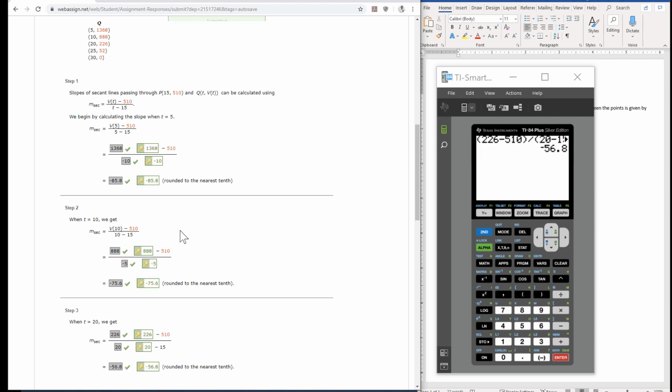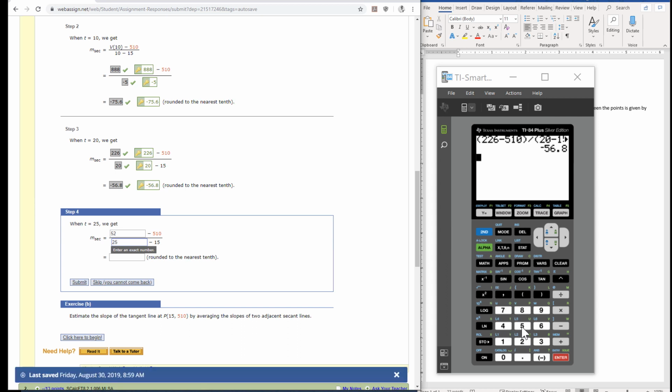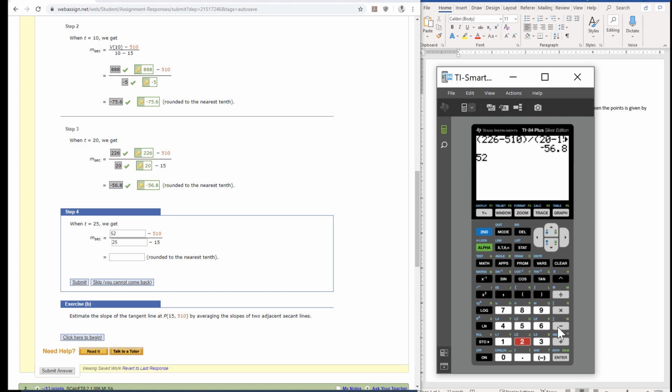And then for 25, the y value is 52. So this is 52, 25. You can do this in steps. Let's see, we go 52 minus 510. And then we have 25 minus 15, that's 10, so we could probably do this in our heads, but you can say divided by 10, and it's a positive 10, so our result is negative 45.8.